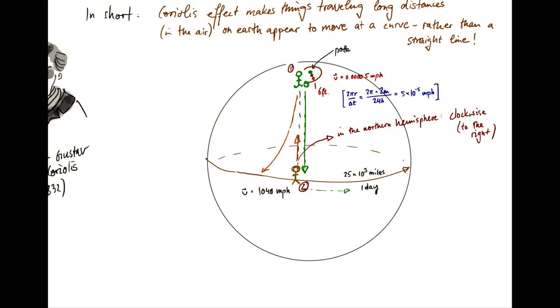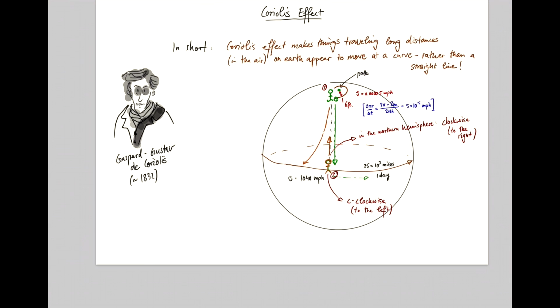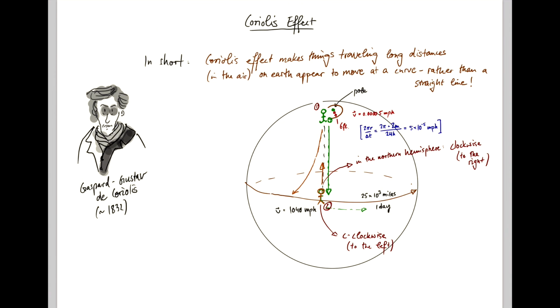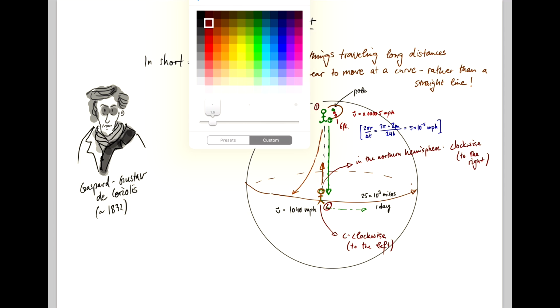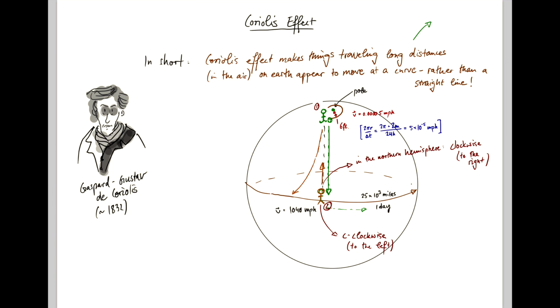And if you were doing the same in the southern hemisphere, shoot it towards the pole in that way, it's always counterclockwise, to the left. And that's what we call the Coriolis effect. And it applies to things that travel in the air, like currents in the air or airplanes.